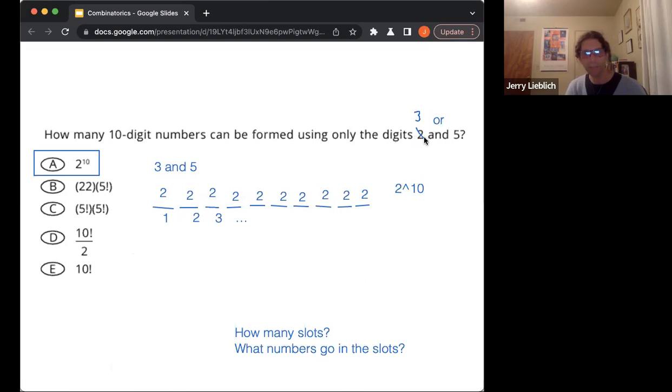So again, it's not about the values that are in there. It's about how many options do we have, right? It could be red and green, salsa and pico de gallo, whatever. Any other questions?